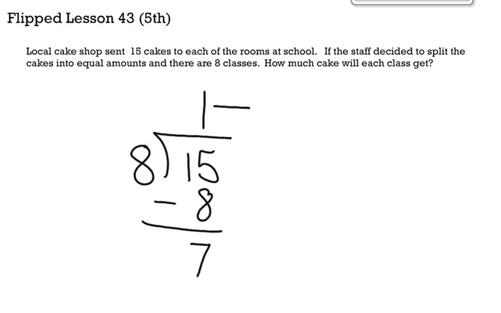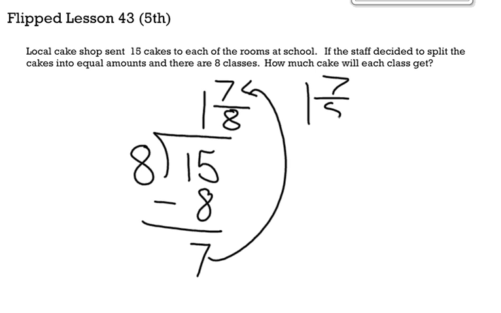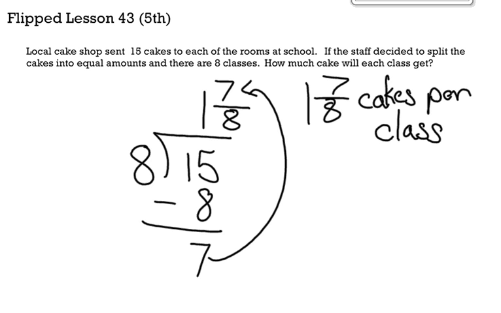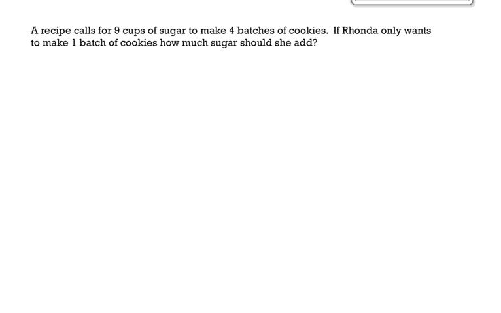We're dividing by 8, so we want to put 8 as our denominator. And then, of course, our remainder comes up here for our numerator. So 1 and 7 eighths. Our final answer would be 1 and 7 eighths cakes per class. We have our first. Let's try another one.